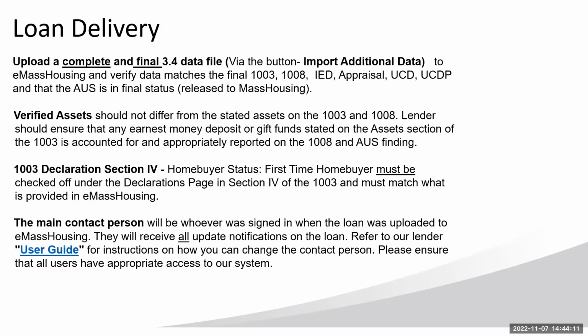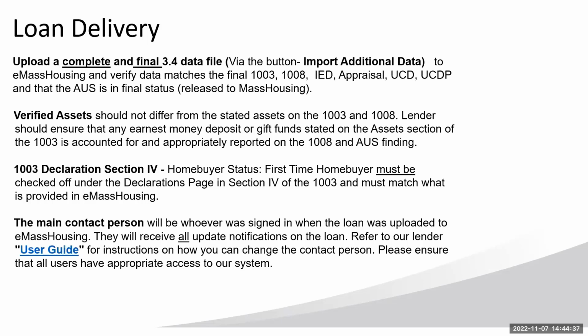Verified assets should not differ from the stated assets on the 1003 and the 1008. So ensure that any earnest money deposit or gift funds stated in the asset section of the 1003 is accounted for and appropriately reported on the 1008 and AUS binding. In the 1003 declaration, section 4, make sure that first-time home buyer is checked off.